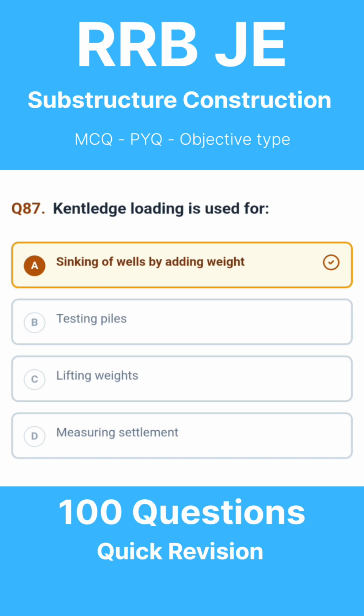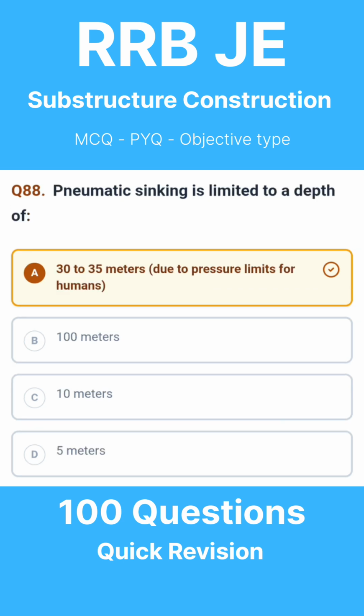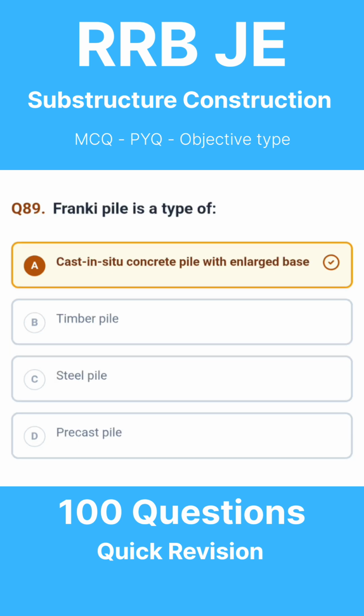Question 87. Kentledge loading is used for. The correct answer is sinking of wells by adding weight. Question 88. Pneumatic sinking is limited to a depth of. The correct answer is 30 to 35 meters due to pressure limits for humans. Question 89. Franke pile is a type of. The correct answer is cast in situ concrete pile with enlarged base.